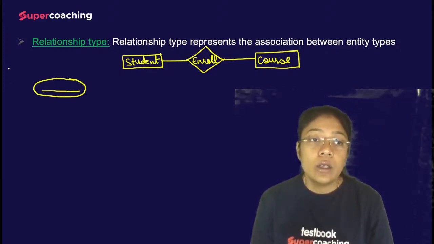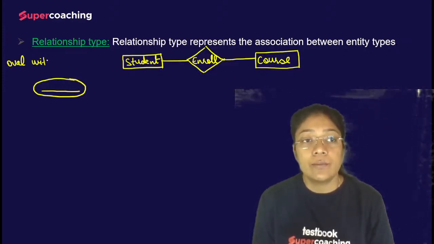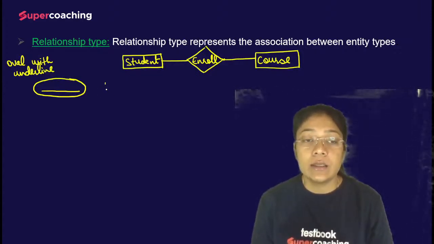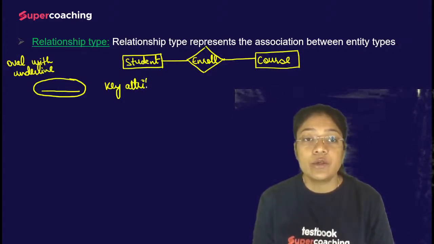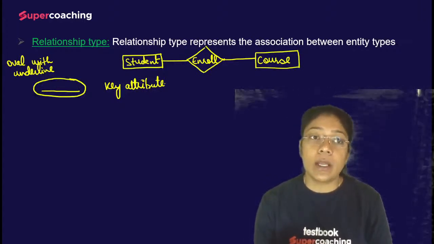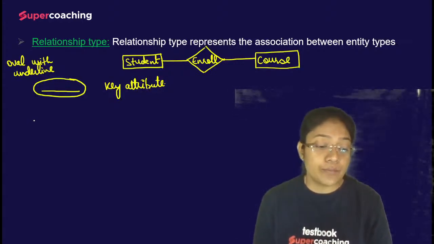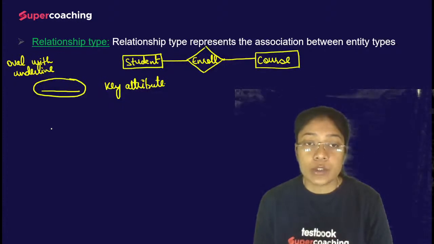This is oval with underline. This is nothing but this is representing the key attribute. What other type of attributes are there? We have talked about the entity, then we have talked about the attribute, key attribute, relationship. What else? We do have a composite attribute.